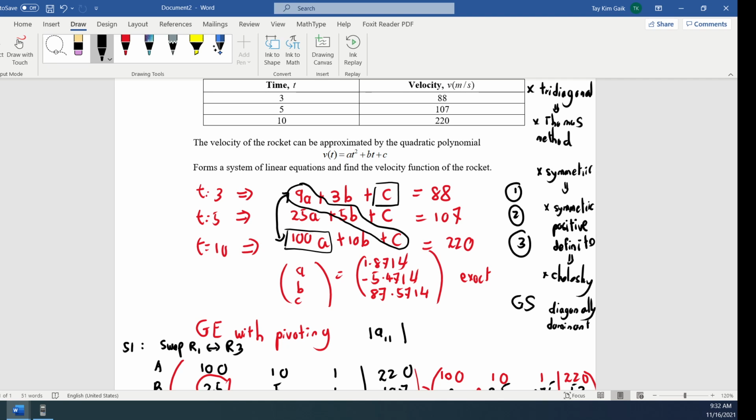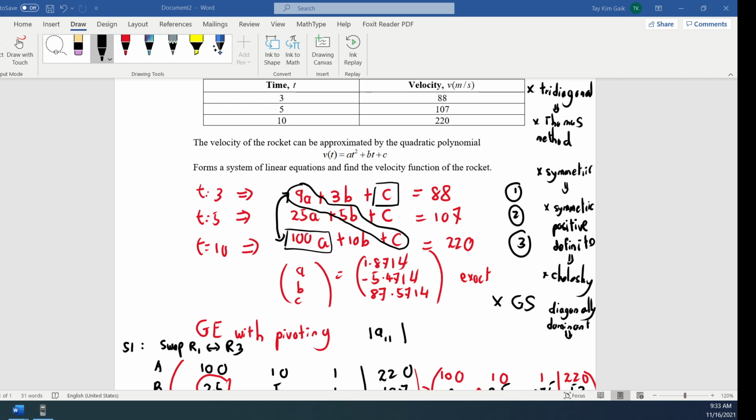Diagonally dominant means the magnitude of the diagonal value must be dominant compared to the summation of the other non-diagonal values. So in this case, it is not diagonally dominant. That's why you cannot solve using Gauss Seidel. You cannot solve using Gauss Seidel, cannot solve using Cholesky, cannot solve using Thomas. You can solve using Gauss elimination and Gauss elimination with pivoting.